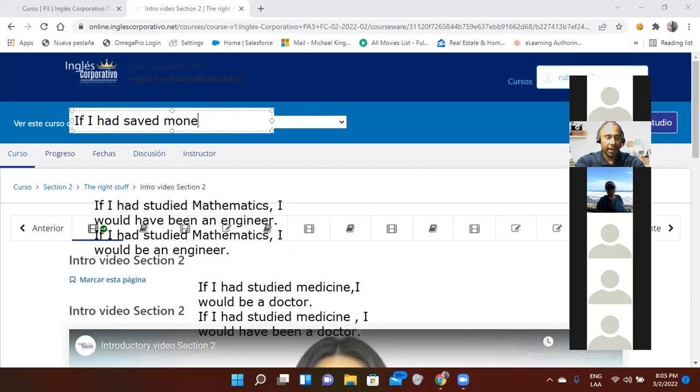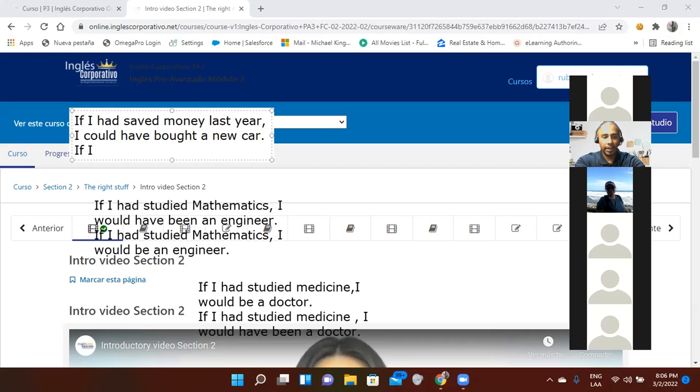saved money last year, si yo hubiera ahorrado dinero el año pasado, I could have bought a new car. So in this example, I have, if I had saved money last year, past regret, si yo hubiera ahorrado dinero el año pasado, I could have bought a new car. Past result, yo hubiera comprado un carro nuevo. In the past.